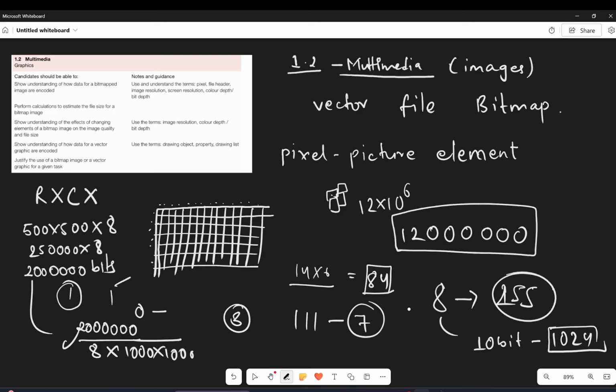Now we will start with vector graphics in the next video. So stay tuned. We will also talk about how we justify which image type we need to use. Is a vector graphic better suited for our needs or a bitmap image? This will also be dealt with in the next video.